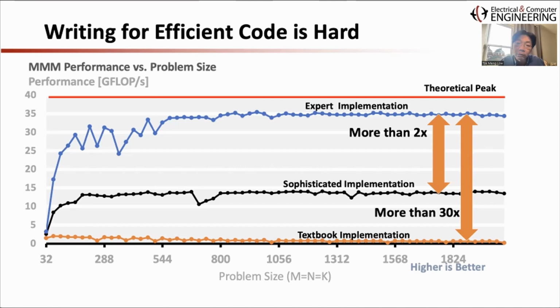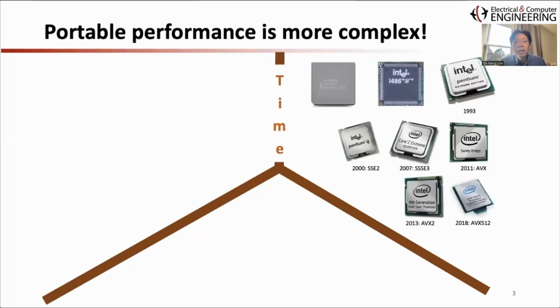The main thing here, what I want to say is that from the textbook implementation to the expert, there's usually more than 30 times improvement. The question is, how do we take the expert implementation and not just implement it on one architecture, but across many different architectures and on many different applications, which may not have expert implementations? And that's about efficiency. I've highlighted that if efficient code is difficult, then how do we make portable code or portable performance easily accessible?